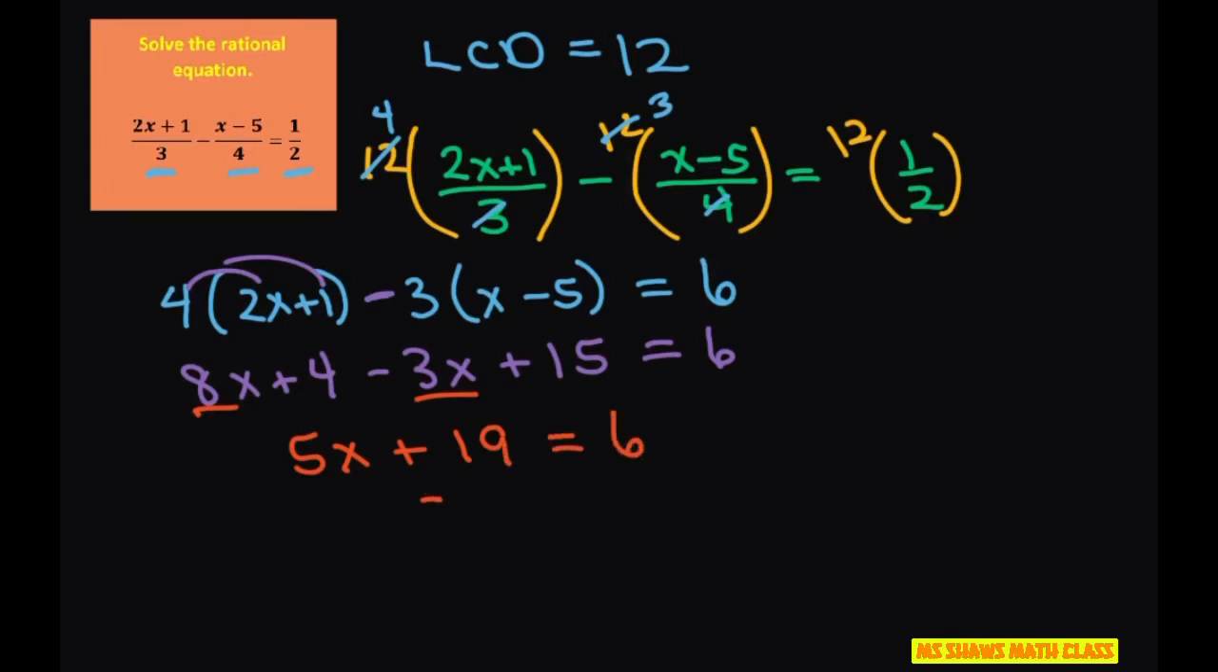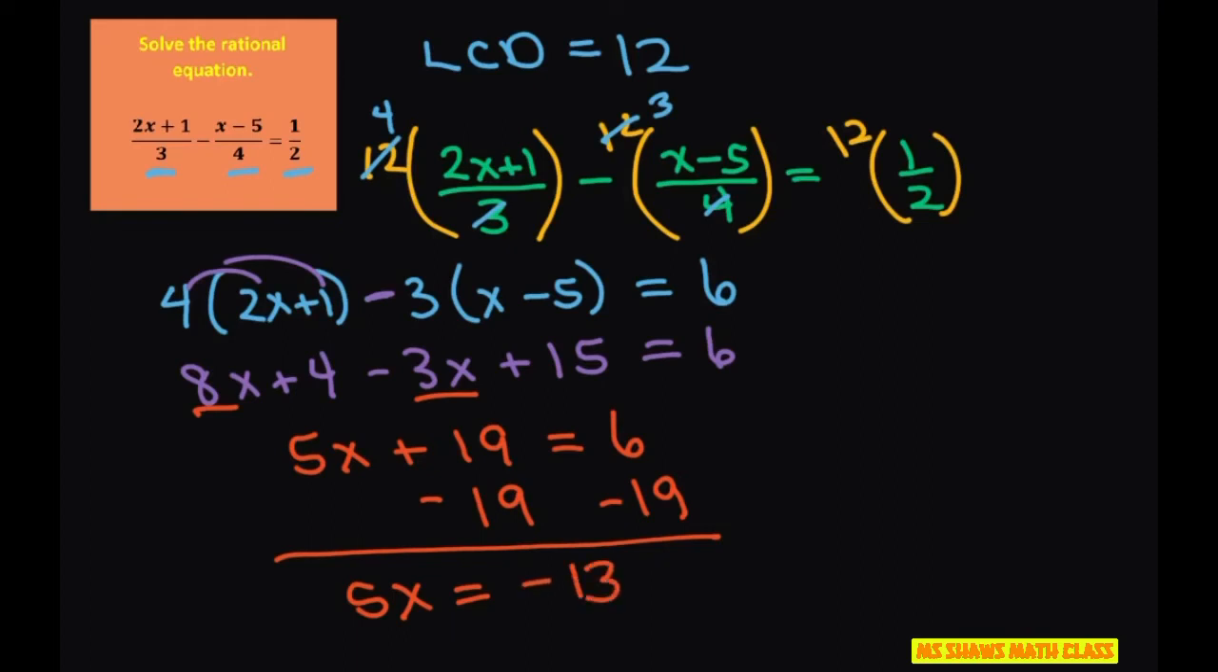Subtract 19 from both sides of the equation. So that's going to give you 5x equals negative 13. So your solution, if you divide both sides by 5, is x equals negative 13 divided by 5.